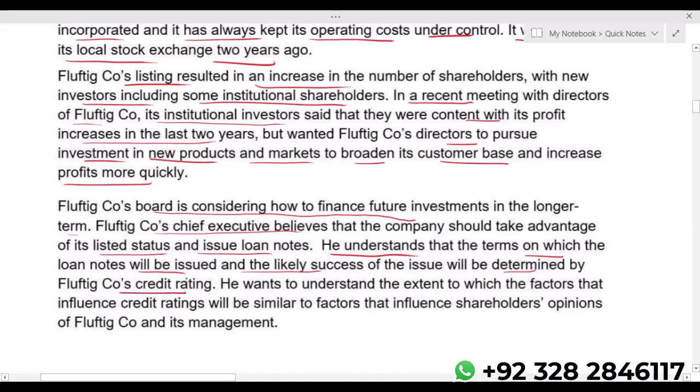Always remember one point: the better the credit rating of the organization, normally that company will pay a lower interest rate. Repeat: if the company's credit rating is good, then they will get a loan at a cheaper interest rate. He wants to understand the extent to which the factors that influence credit ratings will be similar to the factors that influence shareholders' opinions of the listed company and its management.